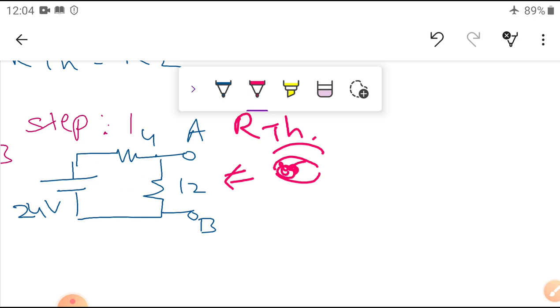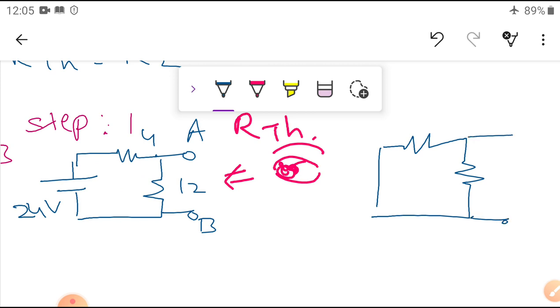So this is shorted. Now, resistance. This is A, this is A, this is B. Now this is 4 ohms, this is 12 ohms. Now, both are connected in parallel. What is the value? R equivalent.